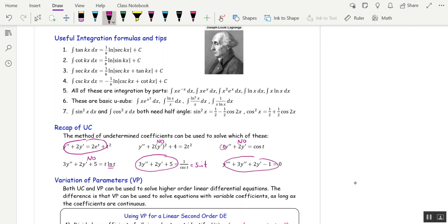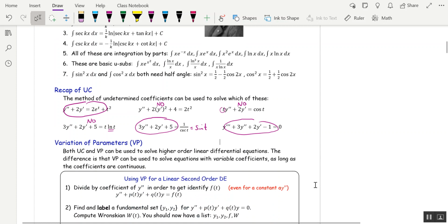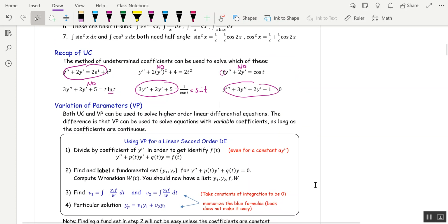All right, variation of parameters. This can be used for higher order, but it would require computing 3 by 3 determinants. Not a lot of fun, so we're going to stick to 2 by 2, a second order differential equation. And the difference between this and UC is that you do not need to have constant coefficients. So I've broken the solution process down into 4 steps.